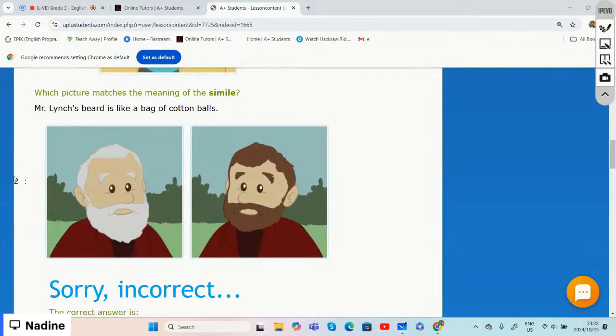Mr. Lunch's beard is like a bag of cotton balls. So Mr. Lunch's beard is like a bag of cotton balls. What does that mean? When we say his beard is like a bag of cotton balls, what does that mean?